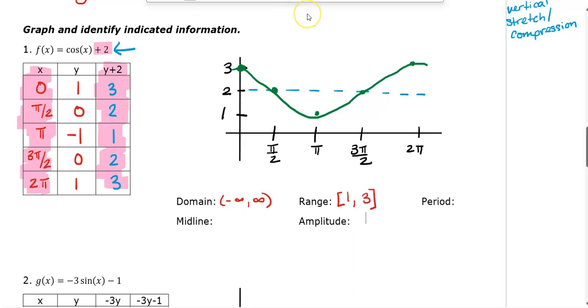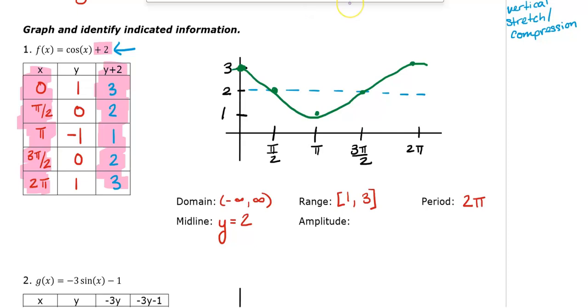The period of the graph, well, it goes from 0 to 2 pi before it starts to repeat again, so it's 2 pi. The midline, y equals. You must write y equals. You cannot just write 2. That's not what it is. It's y equals 2. That's an equation because this line is an equation, okay?